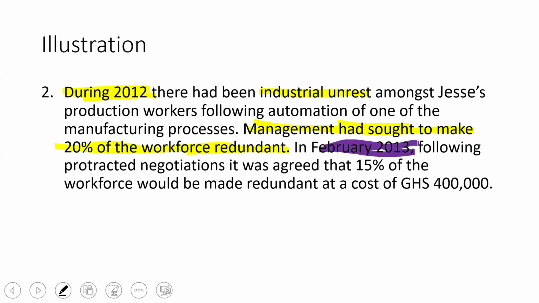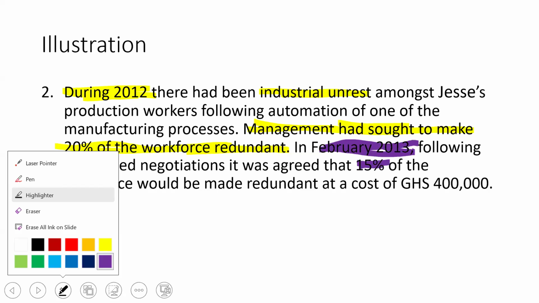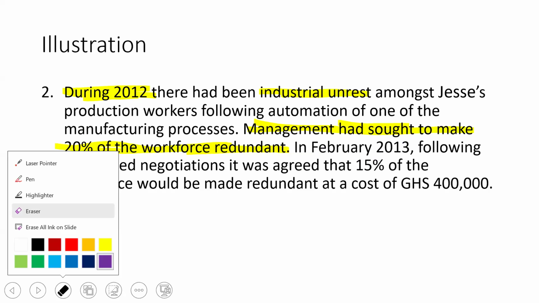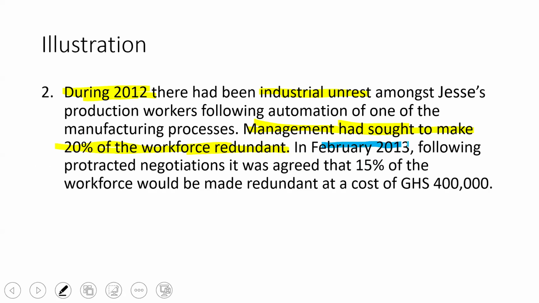It has been agreed that 15% of the workforce should be made redundant at a cost of 400,000. So should this be adjusted? Should the financial statement be adjusted to reflect this redundant cost? Is this an adjusting event?